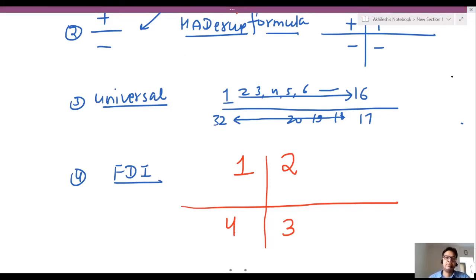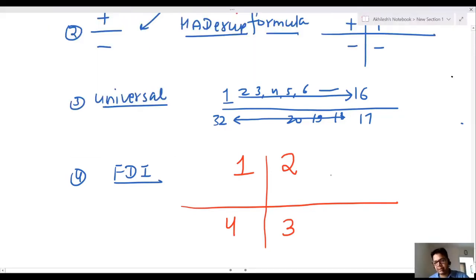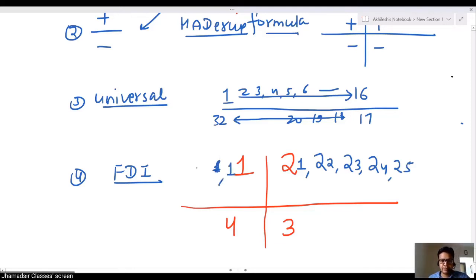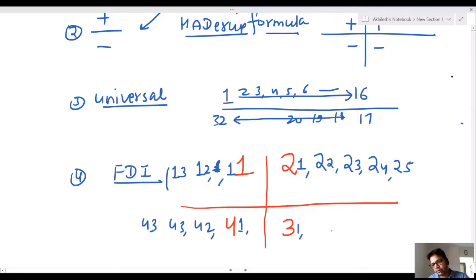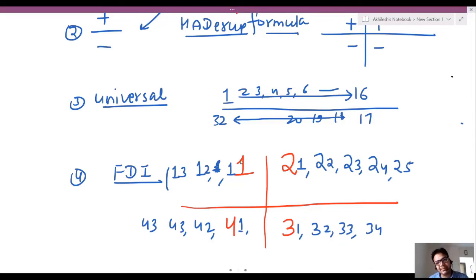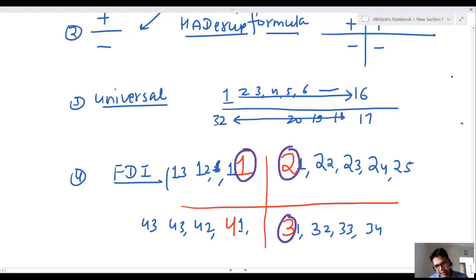Now, sir, here also you write down eight. But the first digit will be the quadrant number: 21, 22, 23, 24, 25, 11. Then 12, then 13, then 41, 42, 43, 44, 31, 32, 33, 34. Actually, sir, the first digit should be the number of the quadrant. Then same as Palmer notation. 21, this is the number of the quadrant. Then it is the number of the tooth.